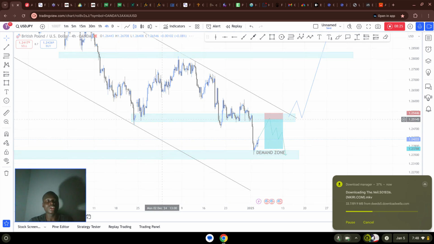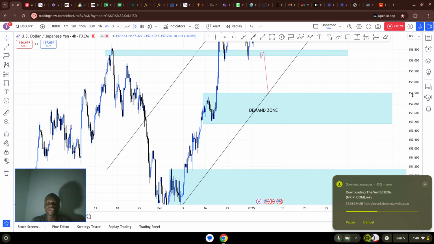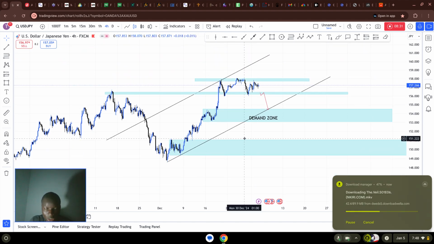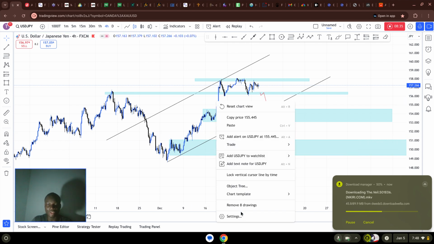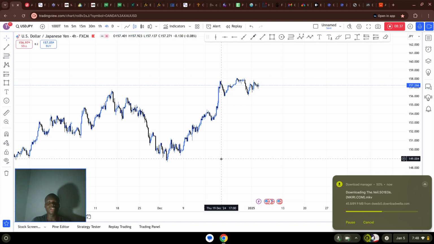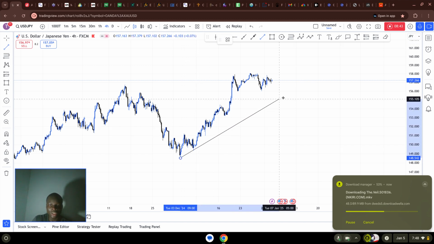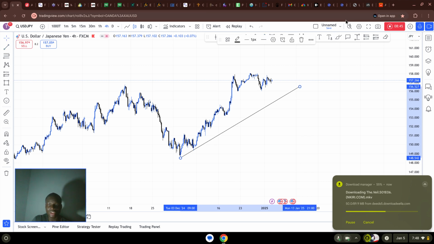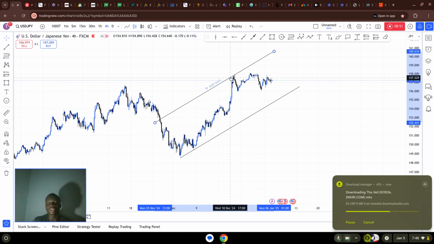So going to USDJPY. You can see USDJPY. The first thing I was checking out is what? I really analyze from the back. As you can see, we're currently in an uptrend, right? We're currently in an uptrend.